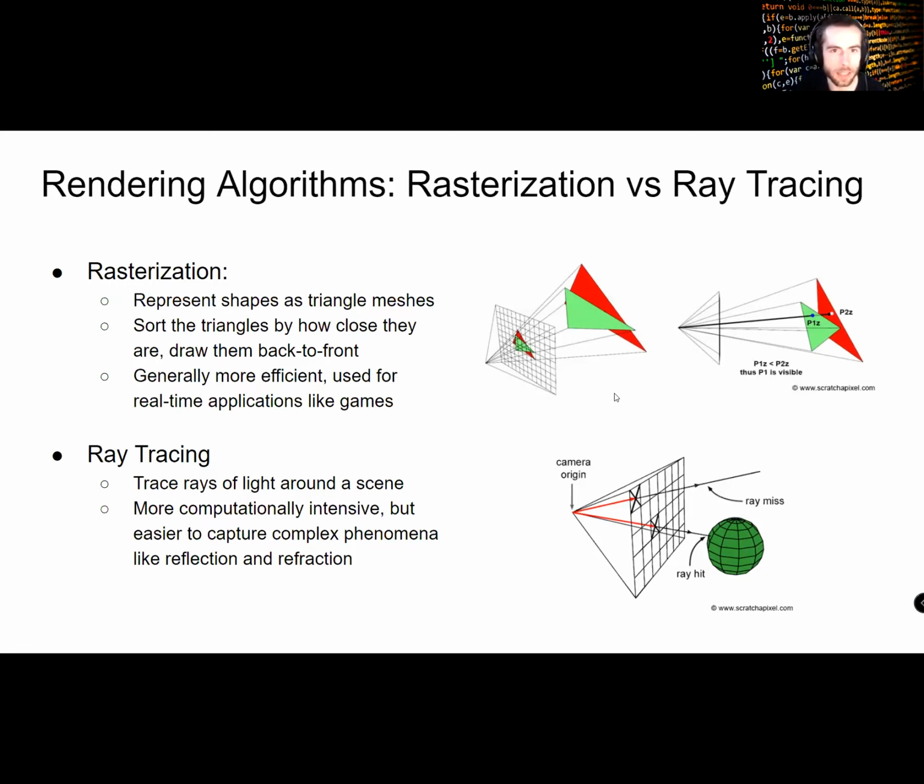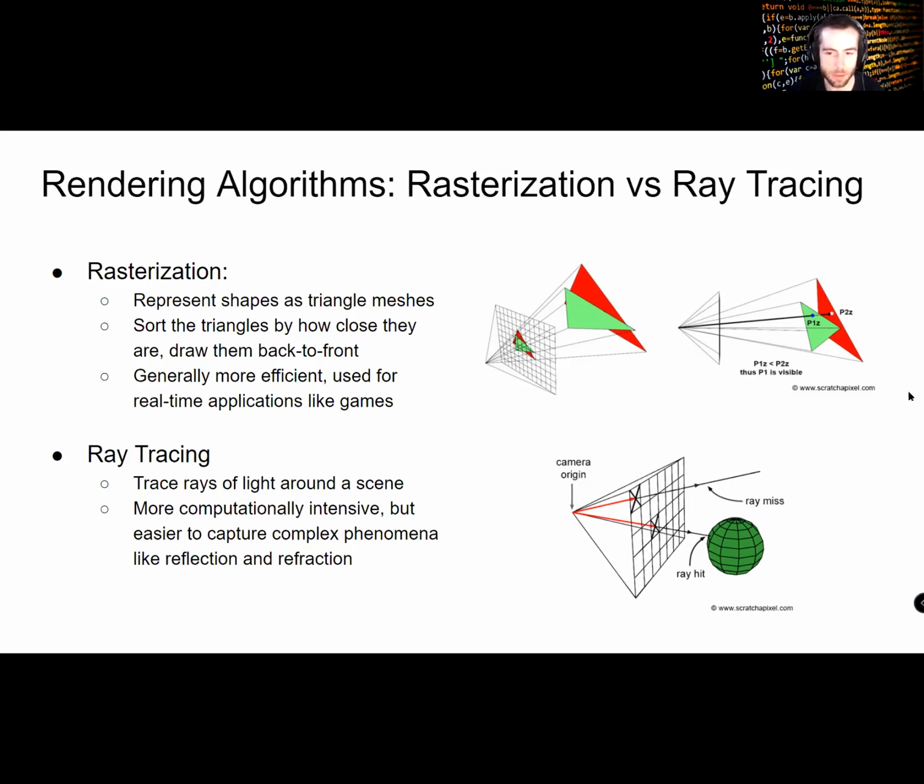So a quick dichotomy, rasterization versus ray tracing. These are two major 3D rendering algorithms. With rasterization, we represent shapes as triangle meshes. Basically, the basics of the algorithm is that we sort them back to front, and then we draw them from back to front. So the last one that's drawn is the closest, so it'll be on top of everything. And that's used in a lot of more real-time applications like games. There's a really cool framework called Three.js, which uses rasterization if you want to do 3D graphics in the browser in real time.